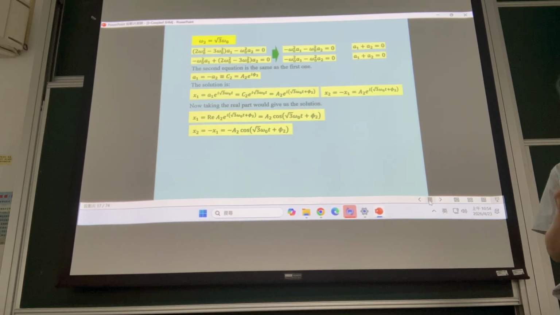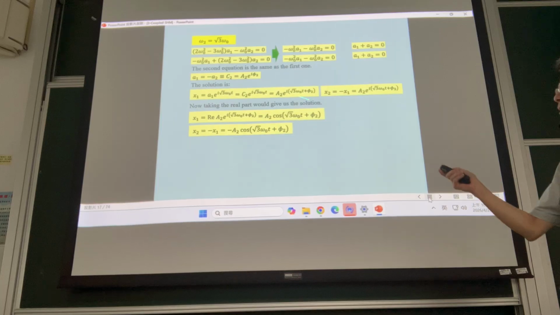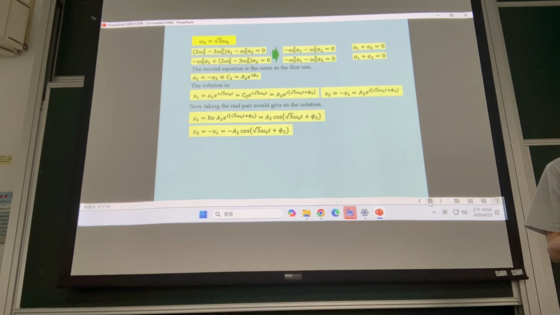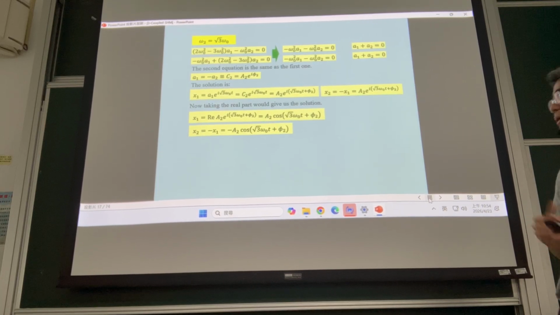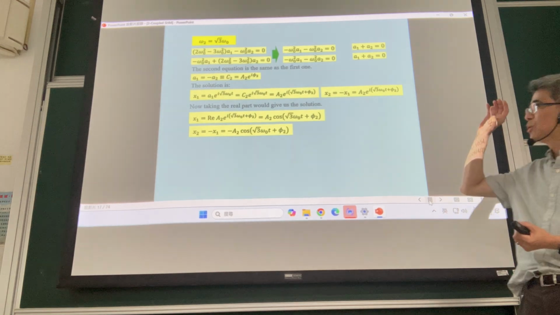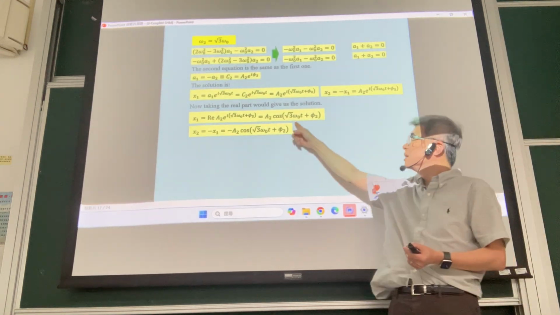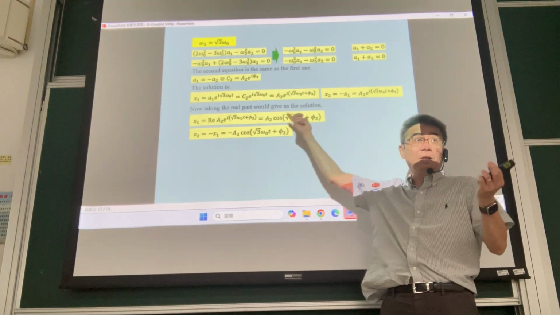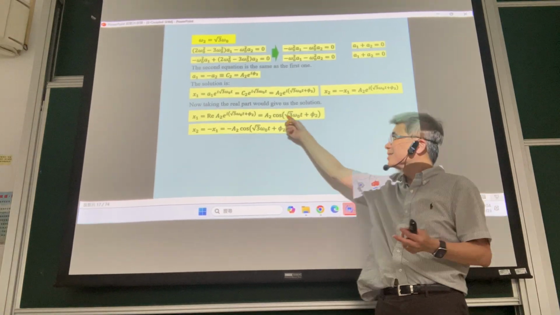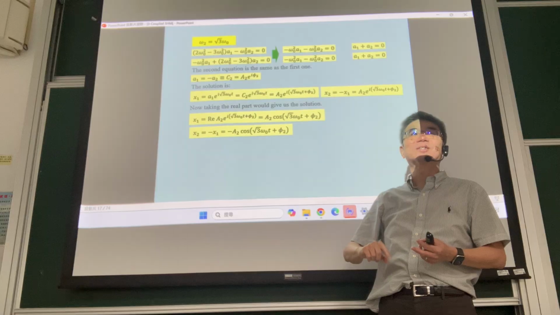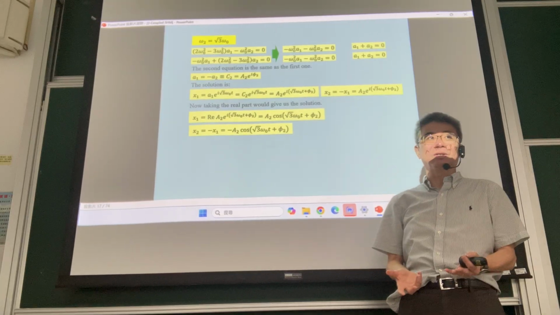So the conclusion is very simple. Even though the formula looks very complicated, as a physics student you have to concentrate on the essence of this solution. The essence is that, first of all, they are all oscillating with time as a cosine function.